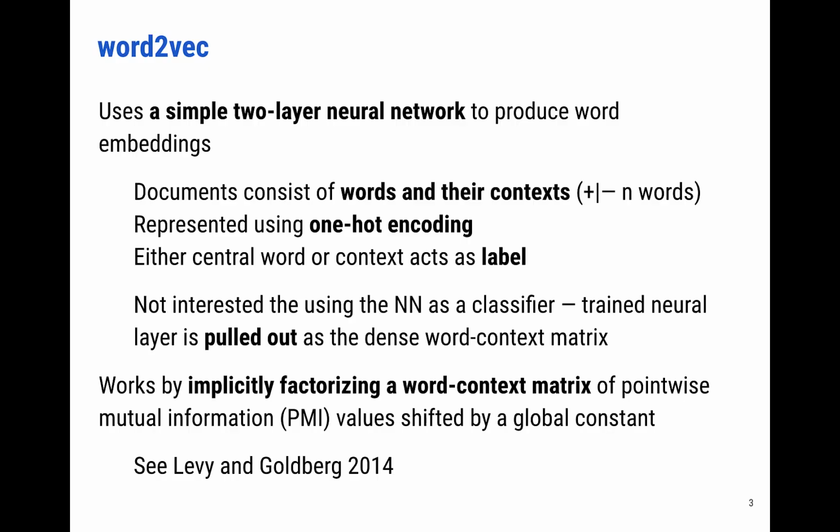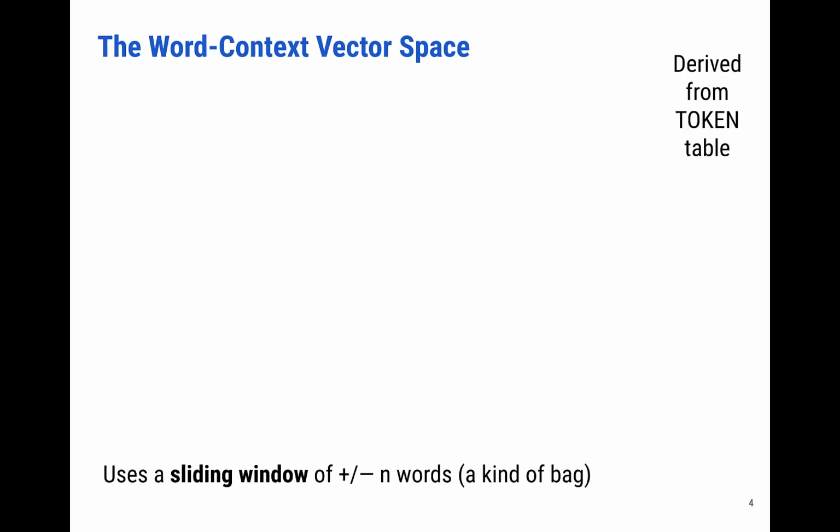There's a good paper that I have listed as well to take a look at optionally. What's really going on is that the neural network is doing a word context matrix factorization, similar to what we've seen already with principal component analysis and LSA, and even with topic modeling, where you have a kind of generative approach to producing a factored matrix. So same kind of thing going on here, but by different means.